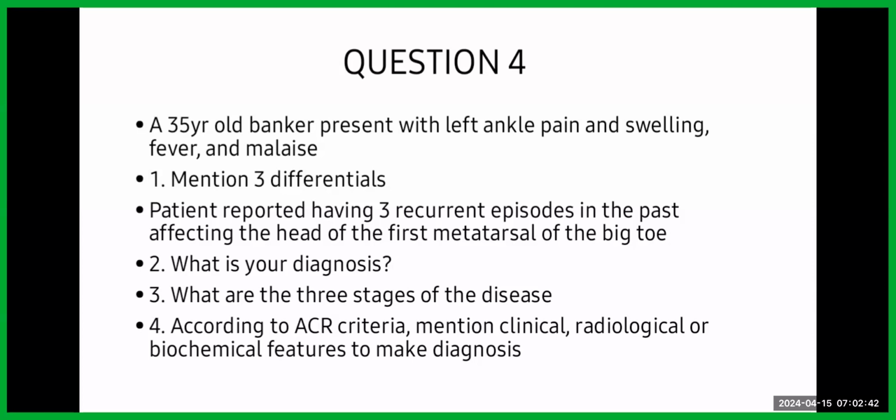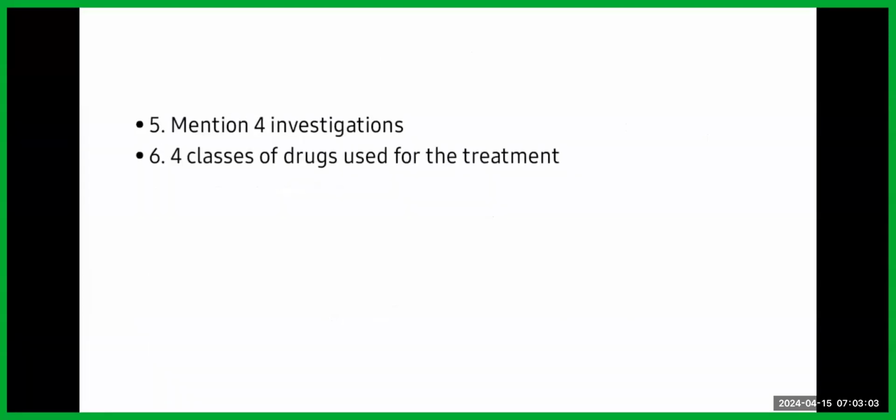So the subsequent questions that follow were, what is your diagnosis after giving out this information? Then what are the 3 stages of the disease? Then according to the American College of Rheumatology criteria, mention clinical, radiological, and biochemical features to make the diagnosis. Then number 5 said mention 4 investigations. And number 6 said 4 classes of drugs used in the treatment.